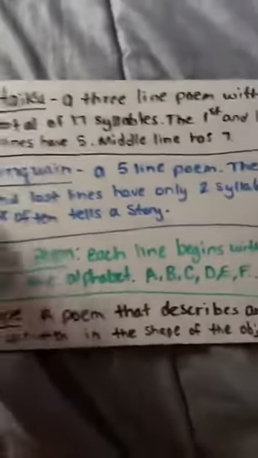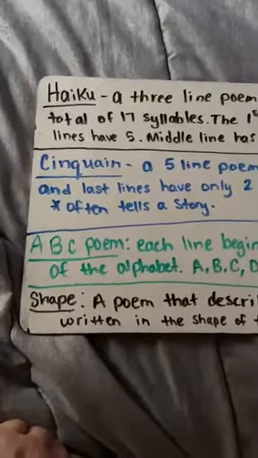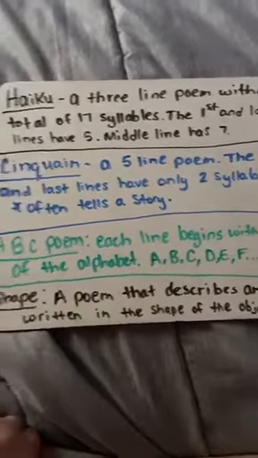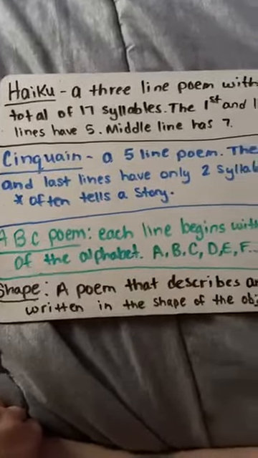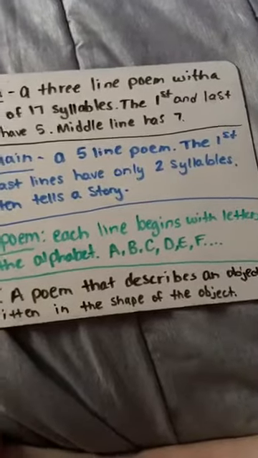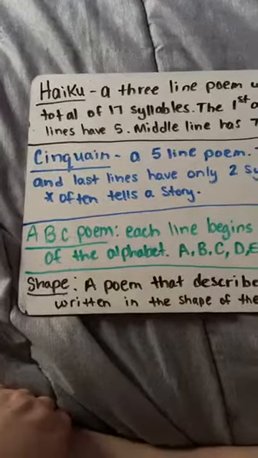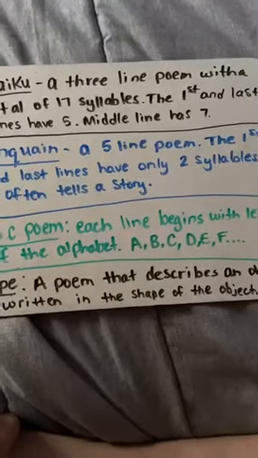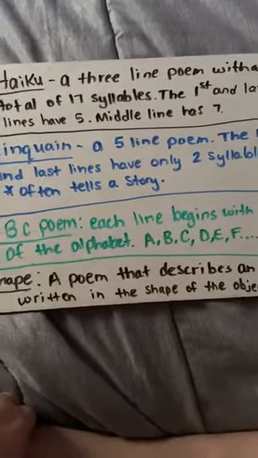Now let's come on to the next couple types that I have. Haiku, you've probably written a haiku poem before. It's a three-line poem with a total of 17 syllables. The first and last lines have five syllables in them, and the middle has seven syllables in it.